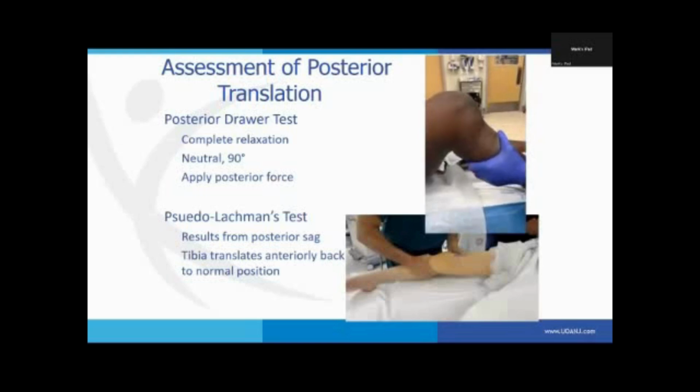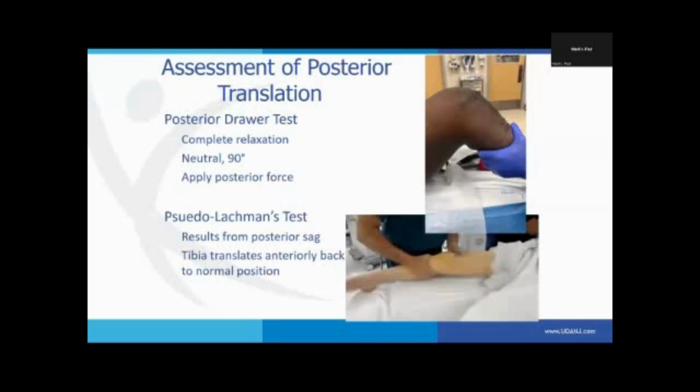That's your posterior drawer at 90 degrees. The first part of it was a PCL injury, but the second part was really a knee dislocation. And then down below, the second one, can you get that one to play? The pseudo Lockman's test. You might not have heard of that one. It looks like a Lockman's test, but this patient has a significant PCL injury. Their tibia is translated.